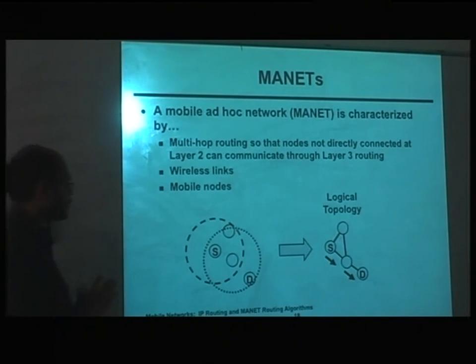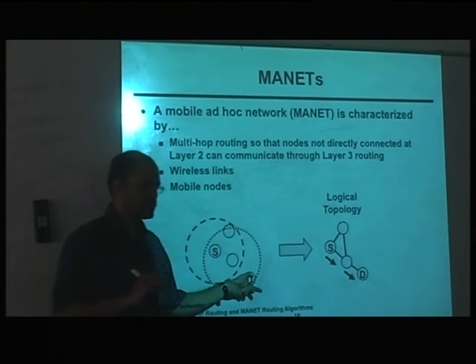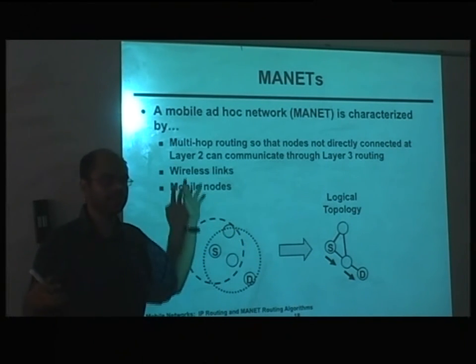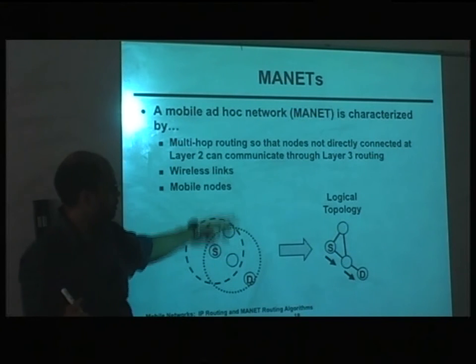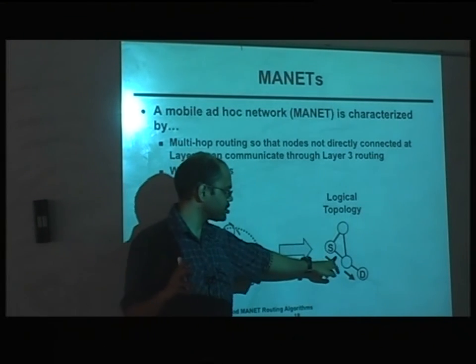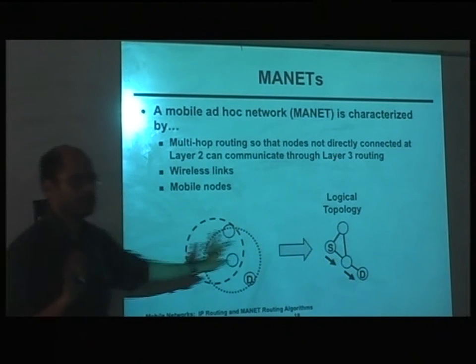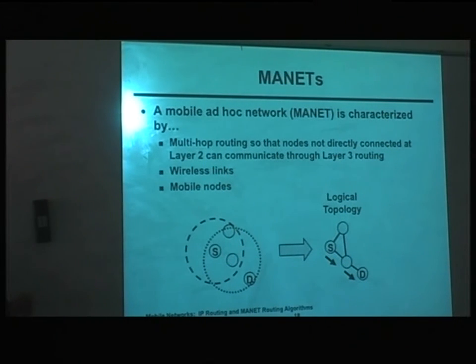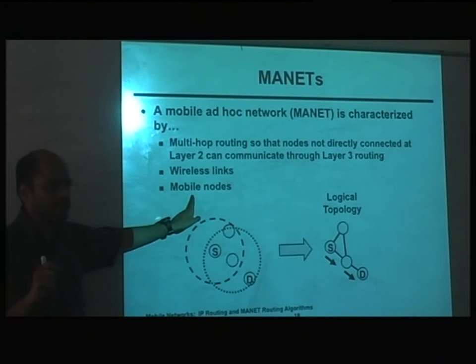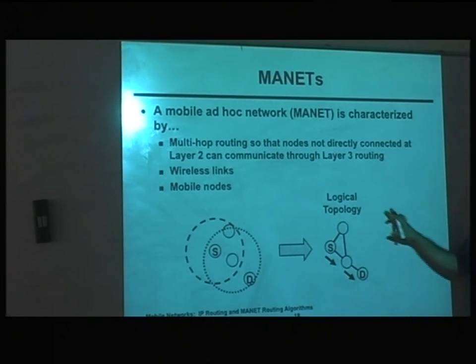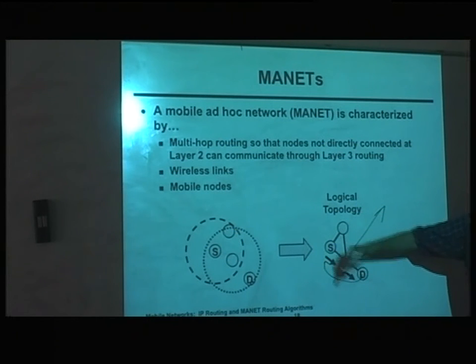It's not wired nodes. So this is S, this is D, and if they are in direct range of each other, then you can use layer 2 routing. But if they are not in direct range, then you have to send a message to somebody else, and that somebody else will forward it to D. Okay? So these are all wireless and these are mobile. Mobility adds complexity because by the time you learn the network, this node will move out, right? And this could come very close.